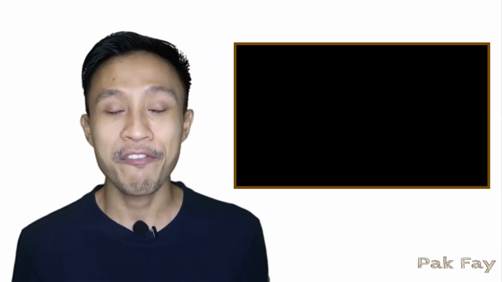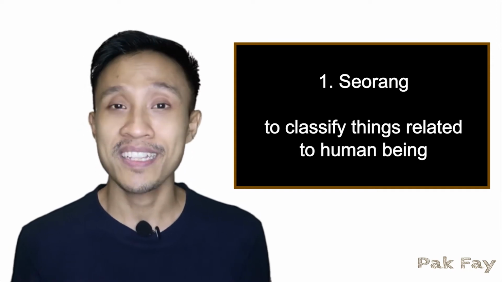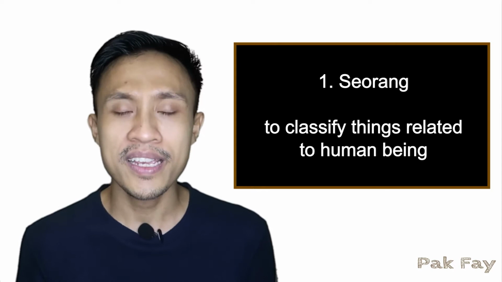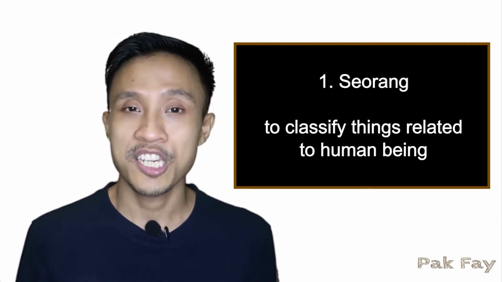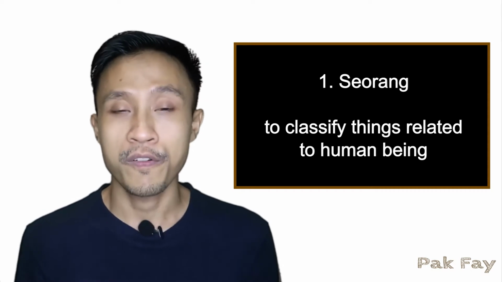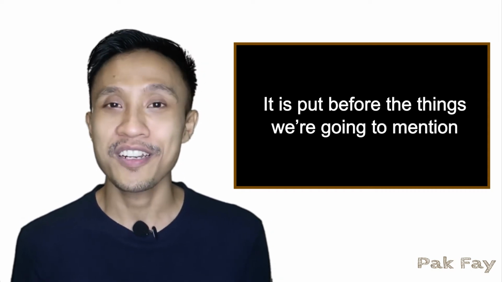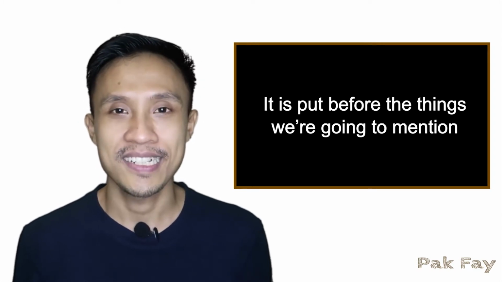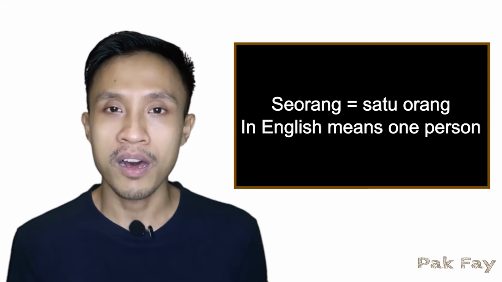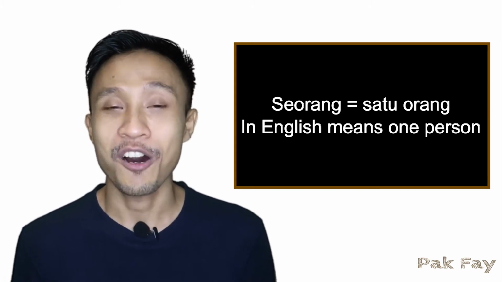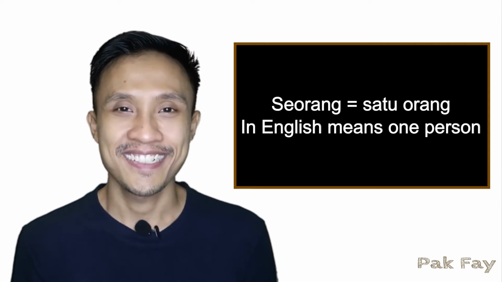First, we have seorang. We use this classifier when the things being classified are related to human beings, such as profession, for example. We put this classifier before the things we're gonna mention. Seorang is the shortened form of satu orang, which in English literally means one person.